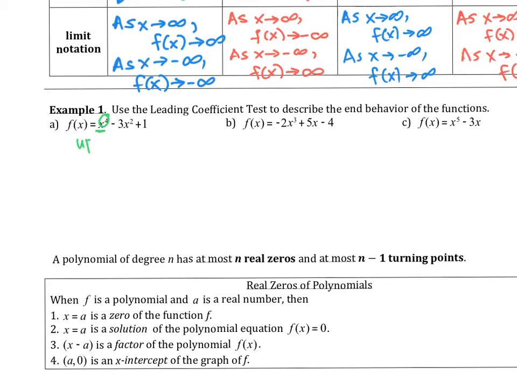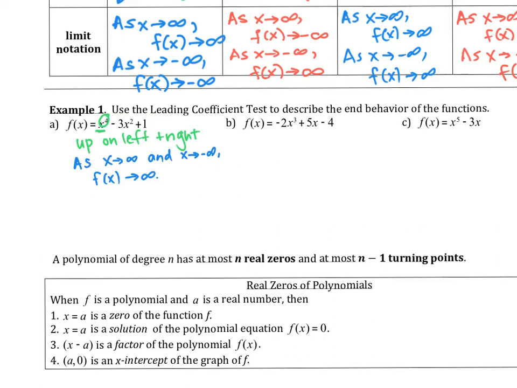So I could do something basic like up on left and right. If it doesn't tell me a specific way to express that, something as easy as that is fine. If it asks me to use limit notation, I might say, as x approaches infinity and x approaches negative infinity, f of x approaches positive infinity. It's saying on the right and the left, the graph is going up. Okay, that's one way to do it.